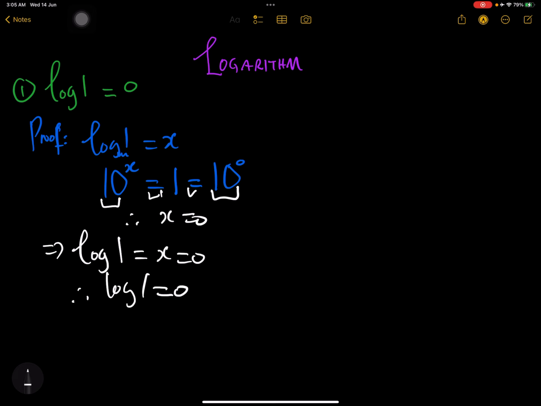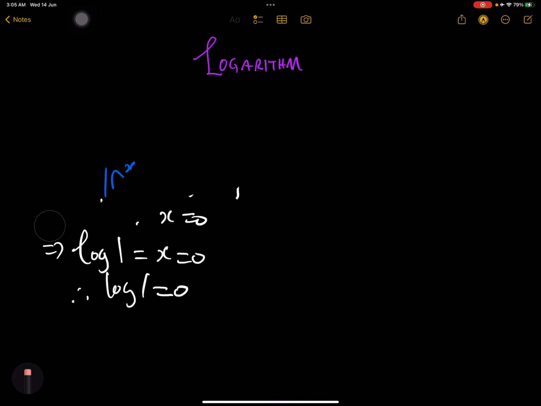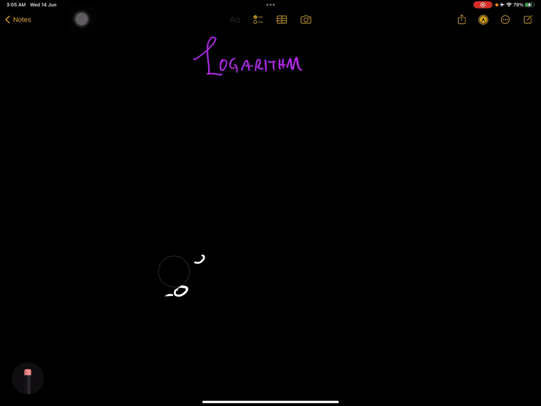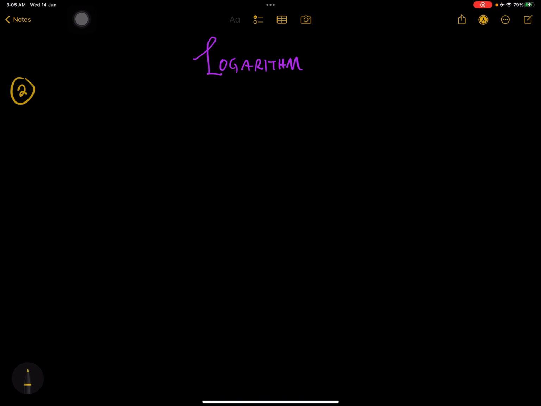Now, the second law. Let's look at the second law. It says if you have log AB, it's the same as log A plus log B. The second law says that if you have log of AB, it is equal to log A plus log B.